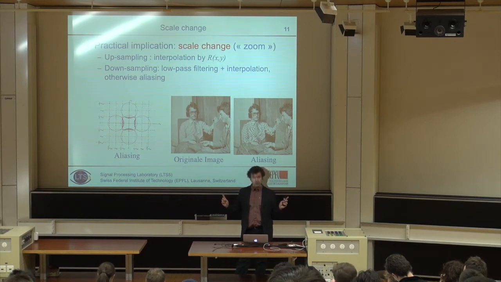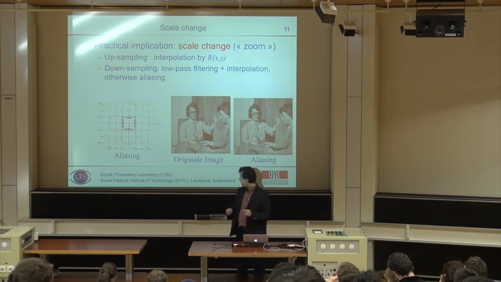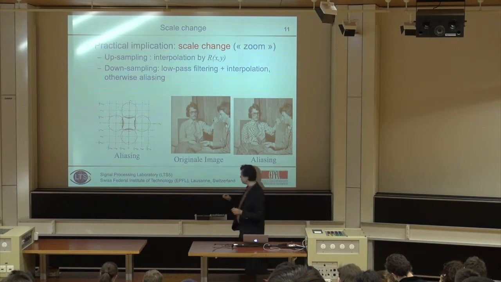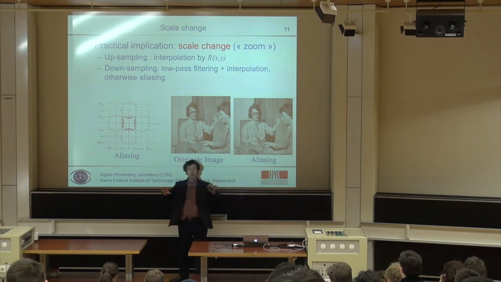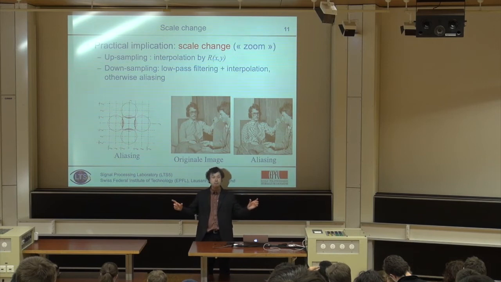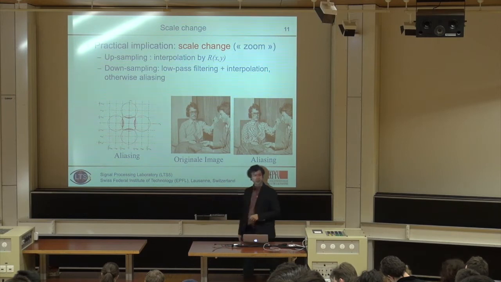That's okay. But if you want to downsample an image, then your sampling frequency will change. And there is a risk, because if you look at the Fourier theory, the different replicas of the spectrum, which are at a distance corresponding to the sampling frequency, will get closer to each other because you decrease the sampling frequency. And so you will have the typical effect of aliasing.